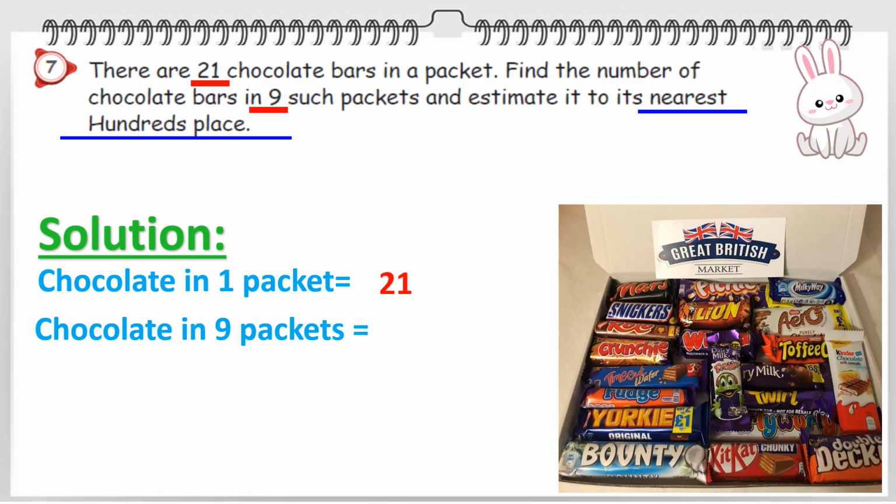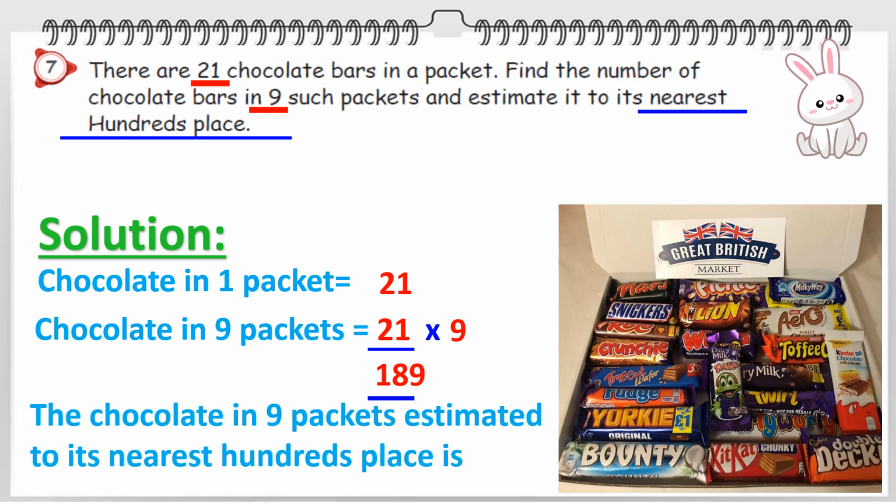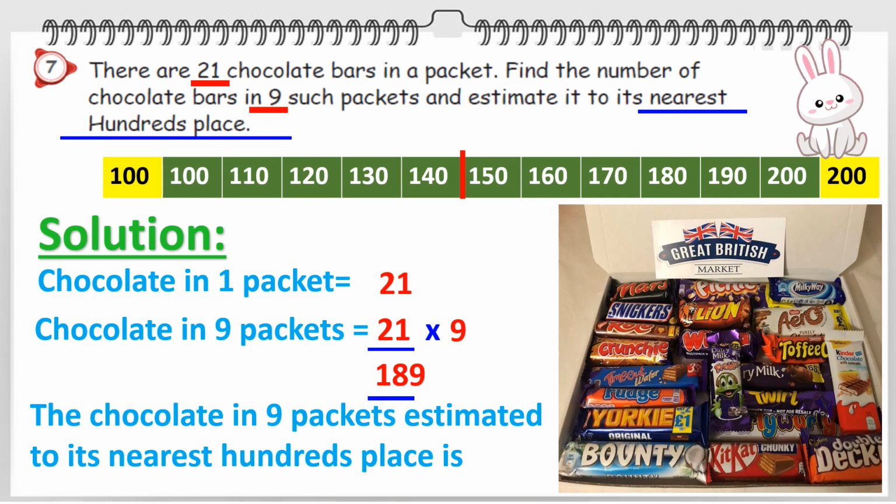Then chocolate in 9 packets. So when one packet is given and they ask for many, we need to multiply, isn't it? So multiply 21 into 9. So if you multiply 9 and 9 is 18, 189. That's the answer here. So for 189, we need to find the nearest 100 place. Just check that ones place. So like this we have to write the chocolate in 9 packets estimated to its nearest 100 place is here 189. So here it must be rounded up. Clear? So for this the answer will be 200.